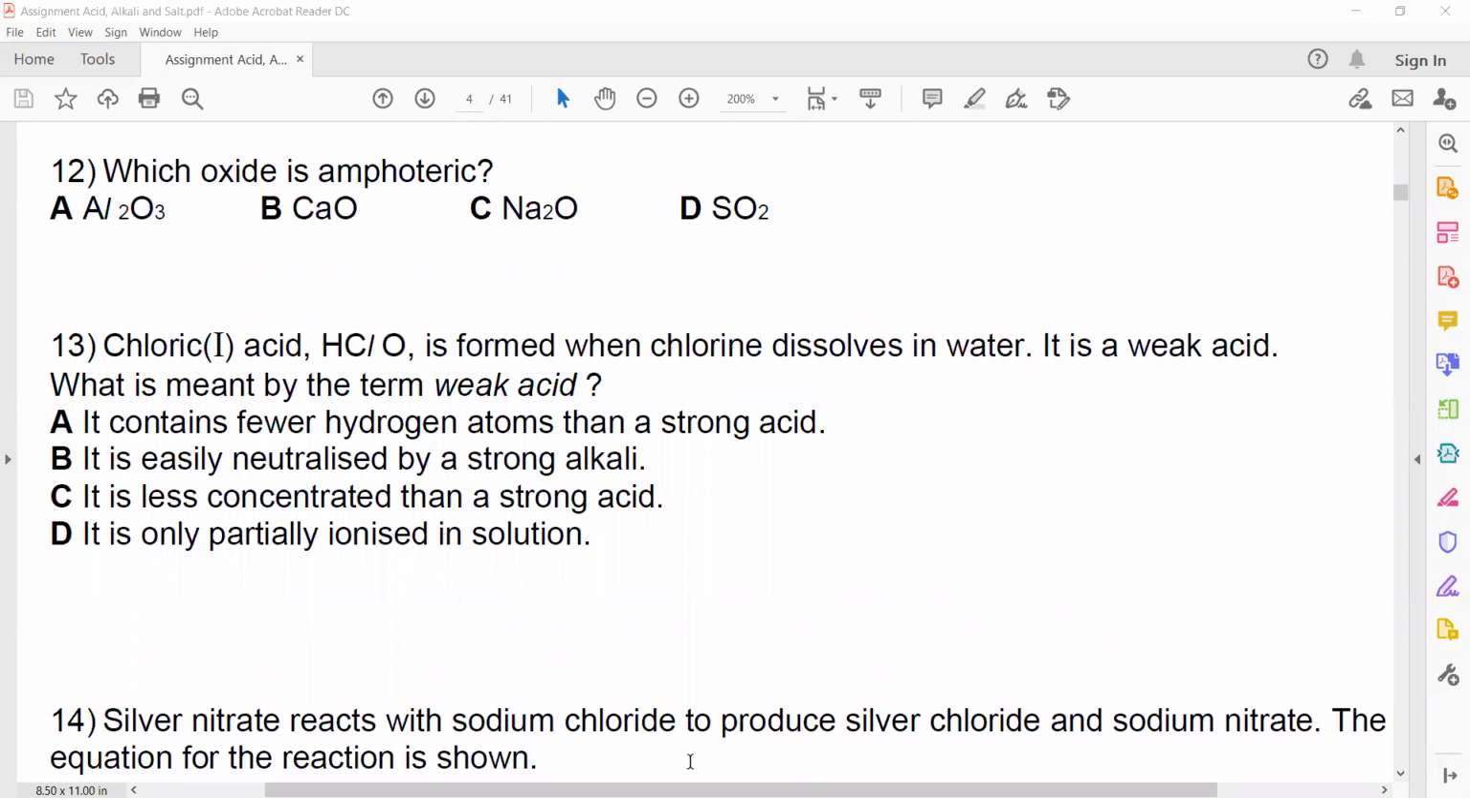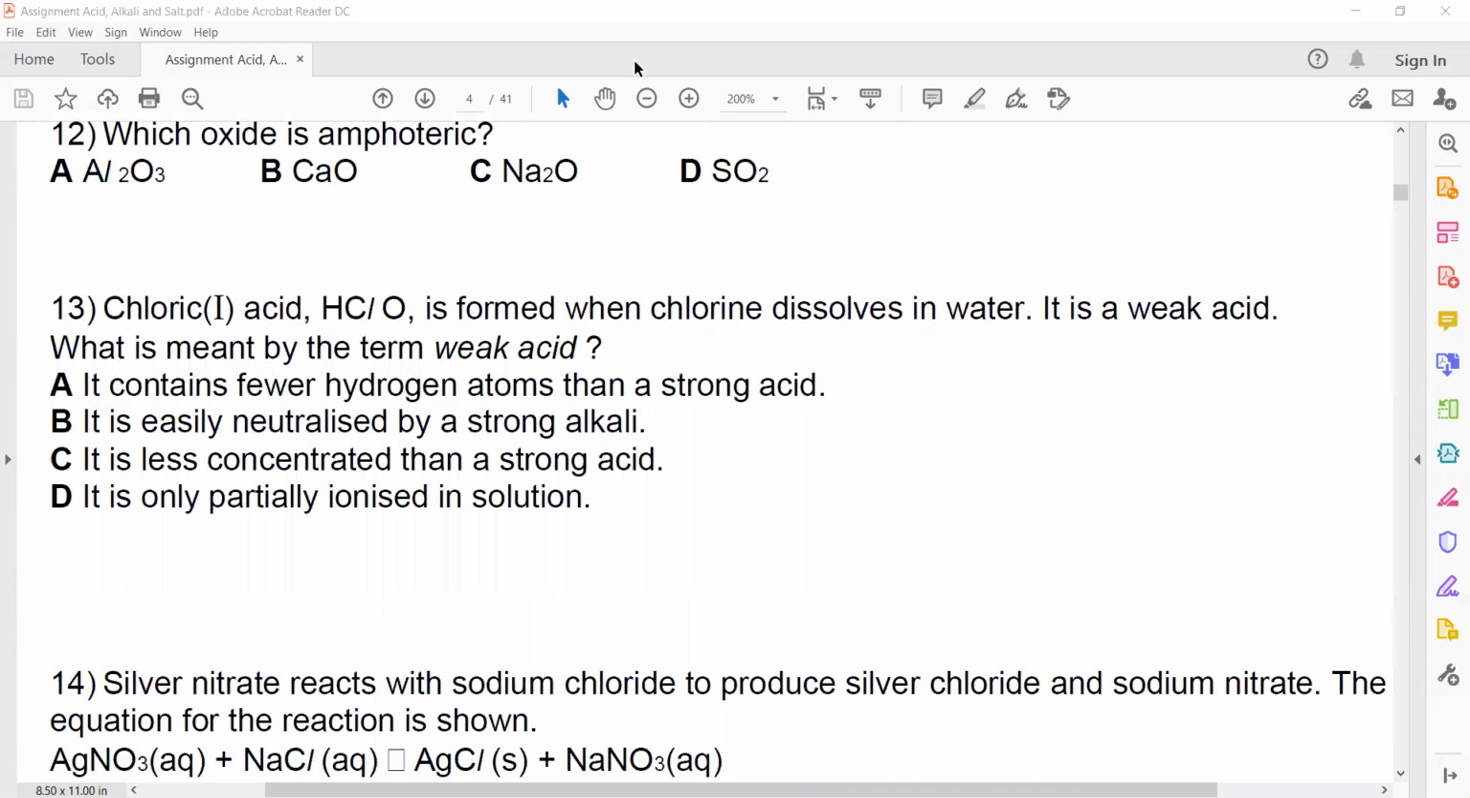Question 13. Chloric 1 acid is formed when chlorine dissolves in water. It is a weak acid. What is meant by the term weak acid?